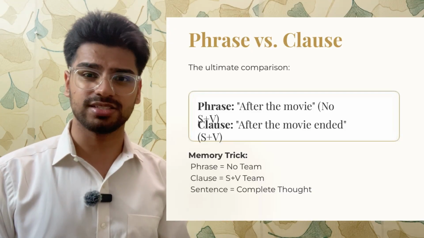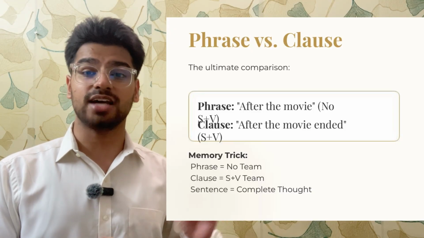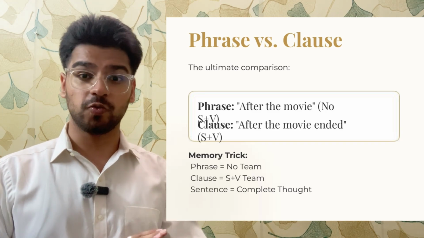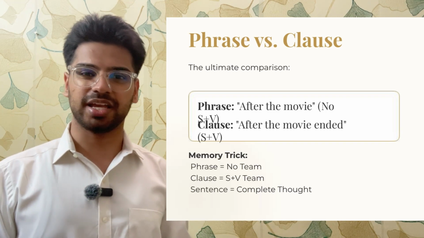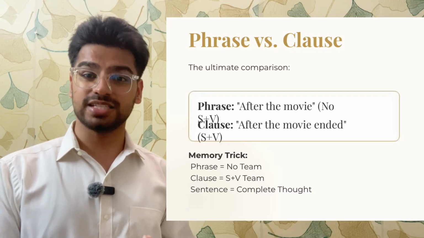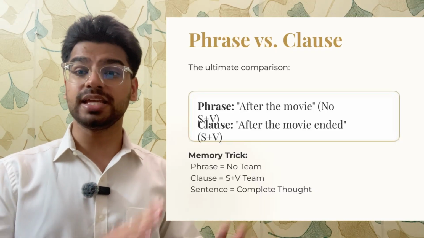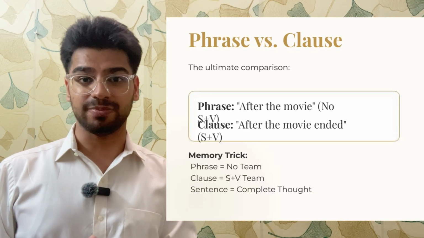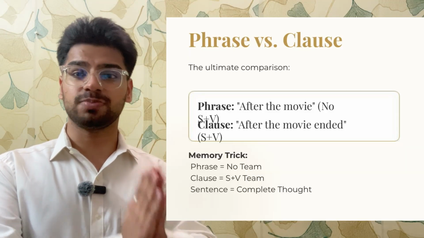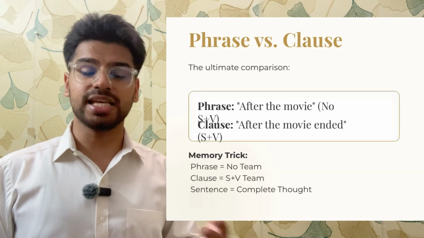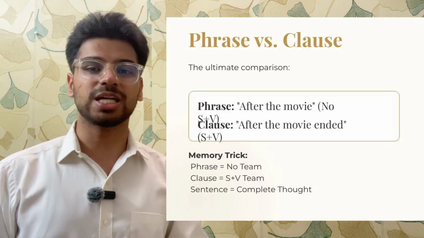Can you see the difference? Clauses contain a subject and a verb. Phrases don't. Super easy memory trick. Phrase equals no complete subject plus verb team. Clause equals subject plus verb team. Sentence equals complete thought.